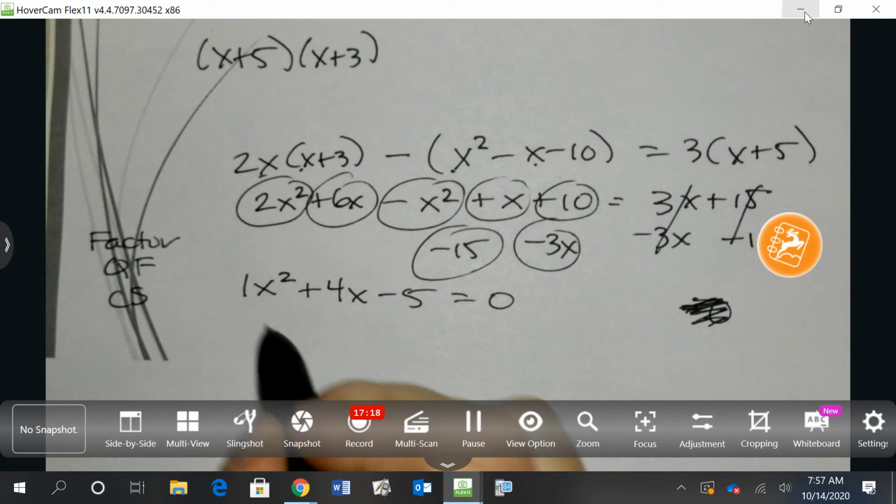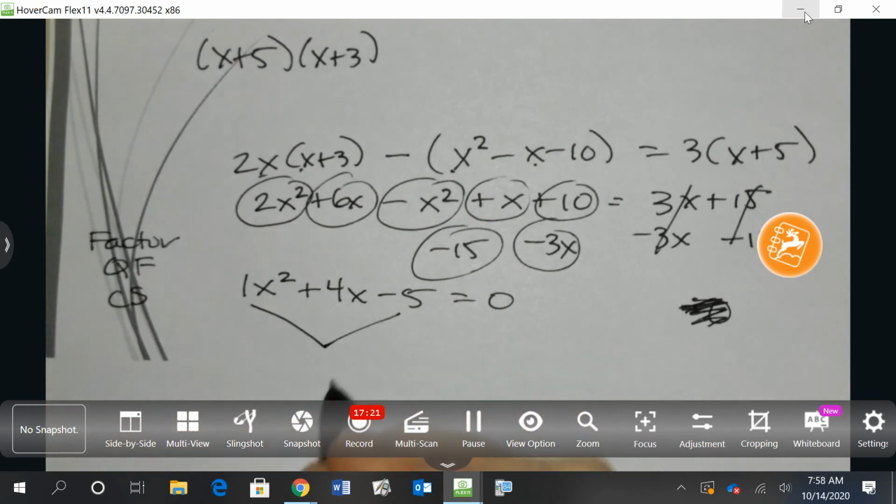Okay, so is this possible? 1 times negative 5 is negative 5. And are there two numbers that multiply to equal negative 5 and combine to equal positive 4?